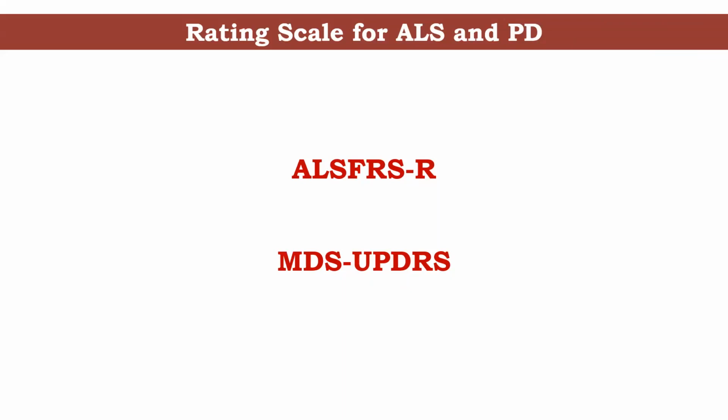So what rating scale do doctors use for quantifying or telling at what stage of the disease you are? There are two, one for each of these diseases. For ALS, it's called the ALS Functional Rating Scale, Revised, R for revised, and for PD it is called the MDS-UPDRS. I'm going to describe each of them briefly. And speech is one of the components through which the severity is determined.